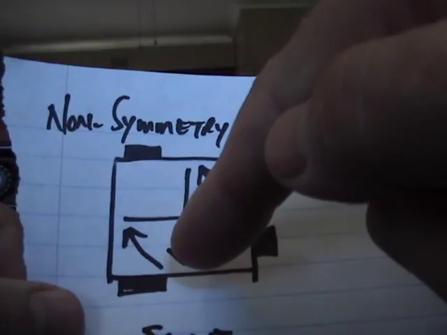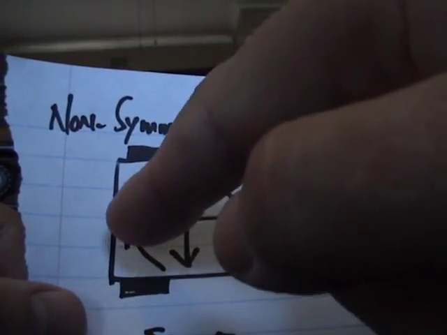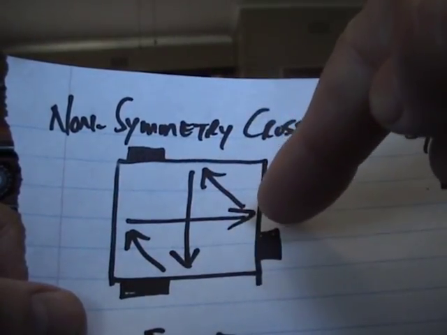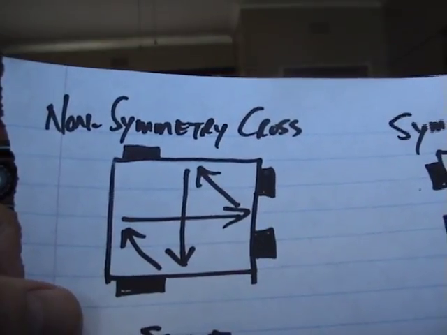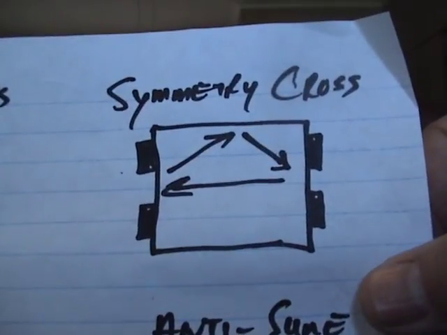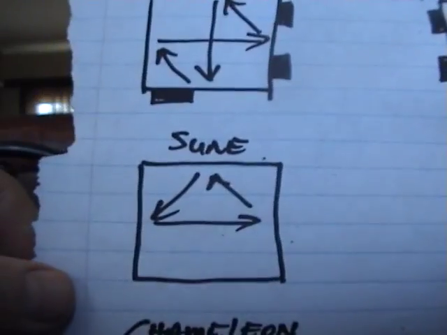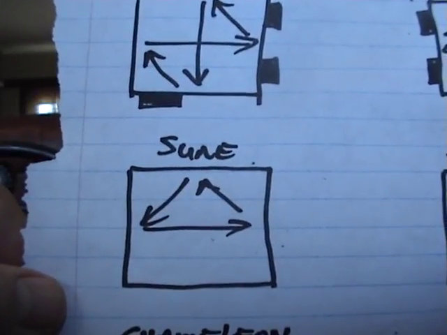The one at the back will move to the front, the one in the front to the left, the one at the left to the right, and the one at the right to the back. Your non-symmetry cross, the symmetry cross will move your H pieces in that fashion. The soon will move it like that.